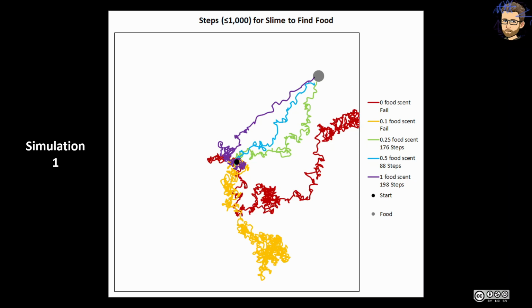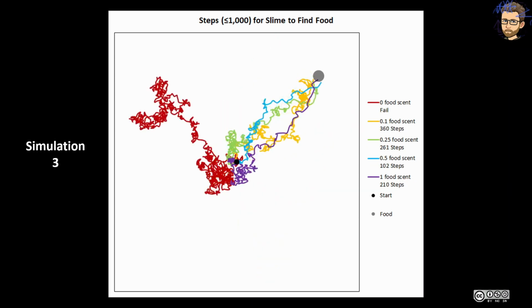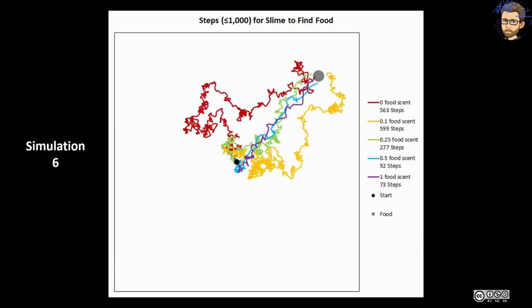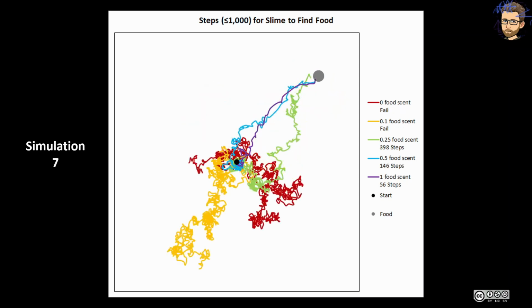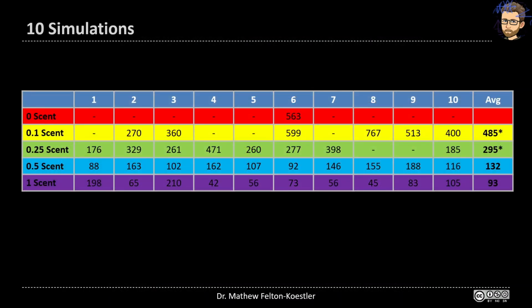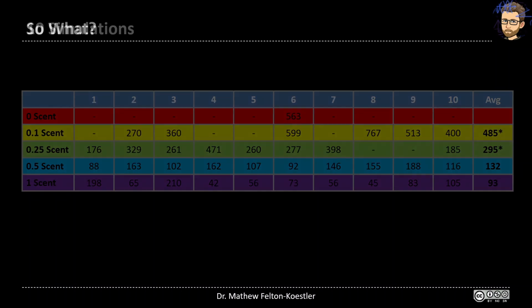Here are a few more simulations. On this one, the red slime actually reached the food by random chance, and it did it slightly faster than the yellow slime. When we look at all 10 simulations together, we can see a pattern. The blue and purple slimes are much more consistent and faster at getting to the food than the others.